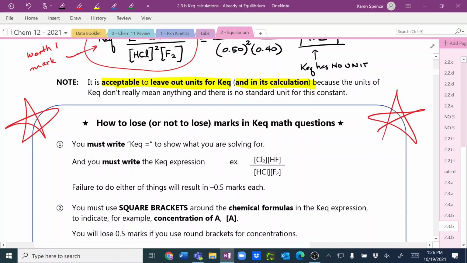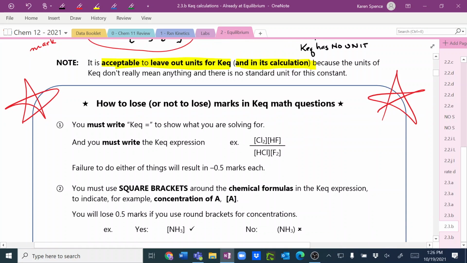And we are going to do that because this you'll want to refer back to so you don't lose marks. And we've already said a bunch of these. You must write KEQ equals. You must write this bit here. If you don't do those, you are losing a half a mark each. Yes?